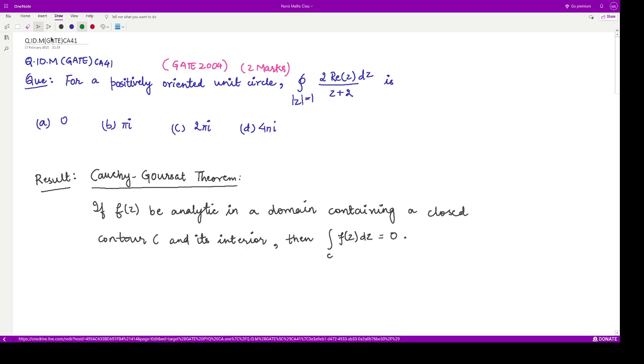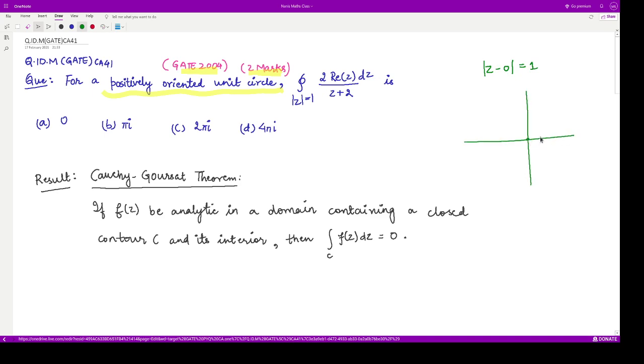In this video we shall take up a question from GATE 2004 consisting of 2 marks. The question says, for a positively oriented unit circle, that means we are talking about the unit circle mod z minus 0 is equal to 1, having center at 0 and radius 1. So it would be something like this.